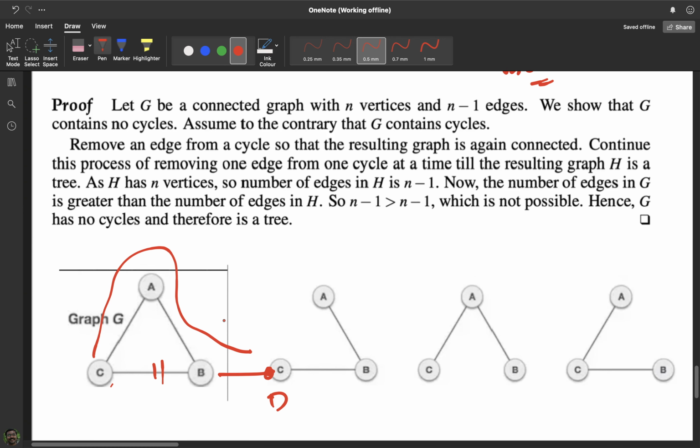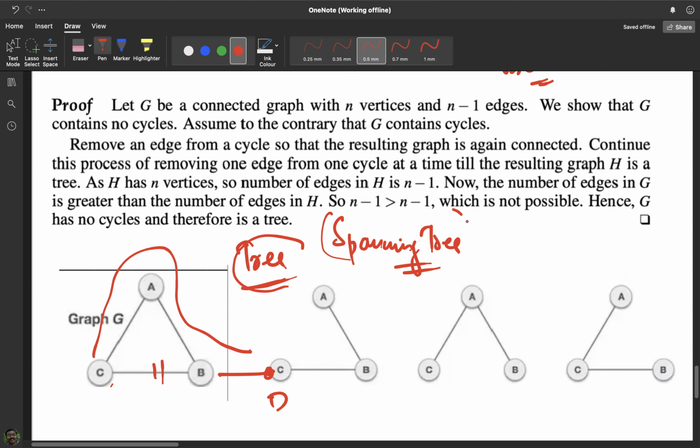Okay, so you are assuming that the graph has circuits. What I am going to do is delete one edge from all the circuits, so that the resultant graph is connected and circuit free, that is, the resultant graph is a tree. Such a tree is also called a spanning tree, if you want to know. A spanning tree is basically a subgraph which is a tree, contains all the vertices and is connected. So this is how I'm going to construct a tree from the given graph.